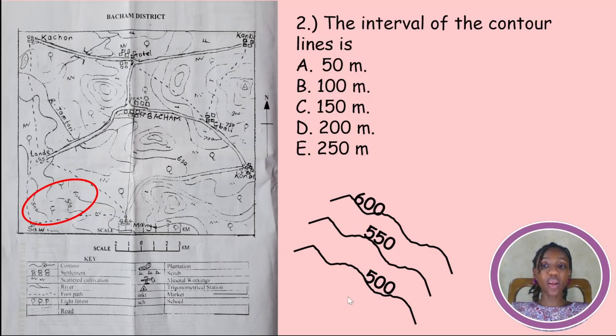Now, from this, it should be clear what our answer is: the contour interval between these lines is 50 meters, and that makes option A the correct answer. Also, in the northeastern part of the map, we have the contour lines 700, 750, 800, and that still further reinforces the answer as the contour interval being 50 meters.